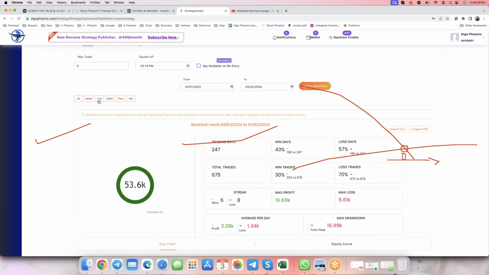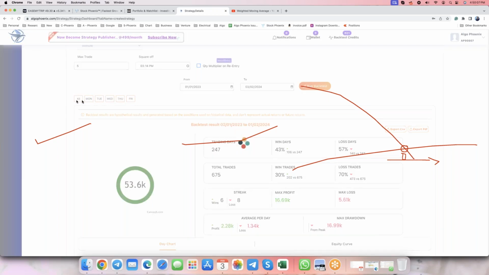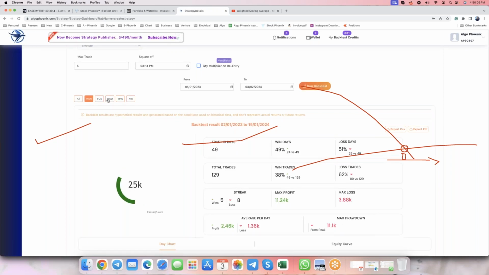Now if I keep it only on Mondays and Wednesdays, my profit goes to 51,000. My trades have gone down to 270 from 675 trades. So now I'm going to trade only on these 2 days in a week, with accuracy coming up to 50%. Now maximum drawdown is 4.6k.